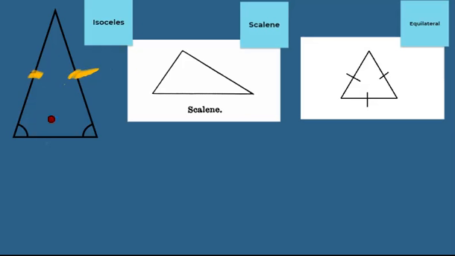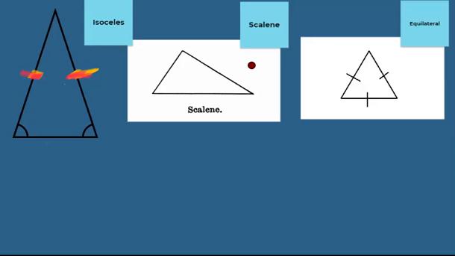So now let's do this in red. Only these two sides are equal. Not any other, so this side is not equal. If it was equal, I would have another line over here, but since it doesn't, it's an isosceles triangle.